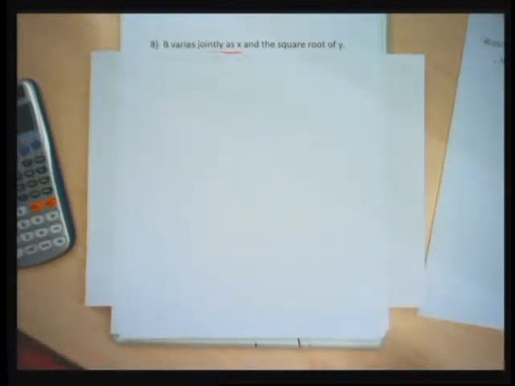So when I go to do problem 8, I see the word jointly, so I know I'm not getting a fraction. I only get fractions when I have inversely.